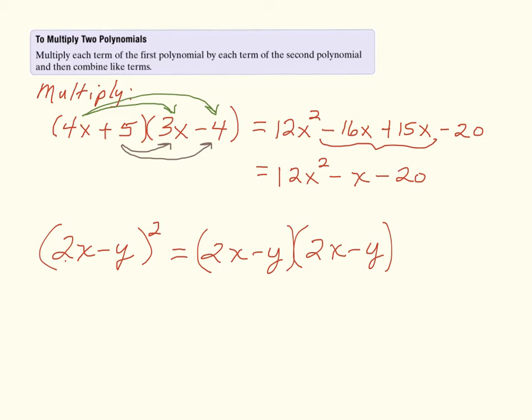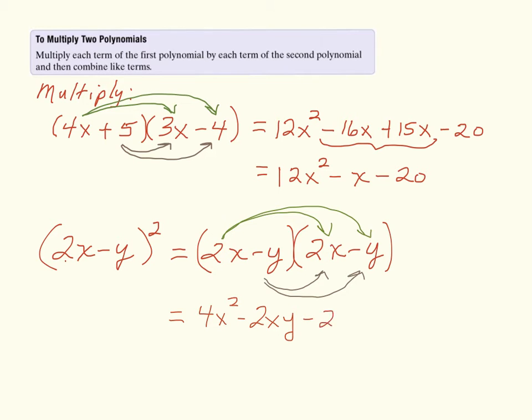Okay, you have to multiply all of the terms in the first binomial times all of the terms in the second one. And once again, we are going to distribute the 2x times 2x, 2x times negative y, the negative y times 2x, negative y times negative y. Okay, so we end up with what? 2x times 2x is 4x squared. 2x times negative y is negative 2xy. Okay, then we go to the negative y. Negative y times 2x is negative 2xy. Negative y times negative y is positive y squared.